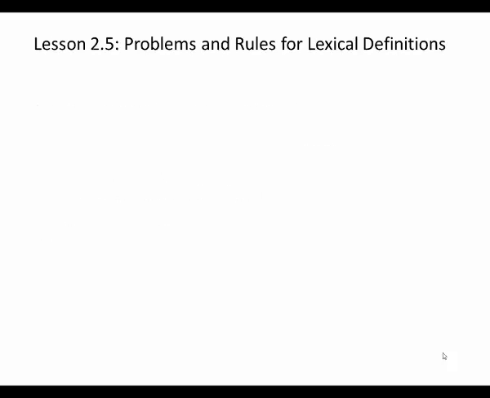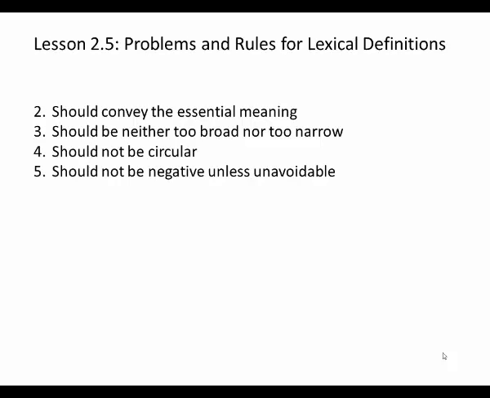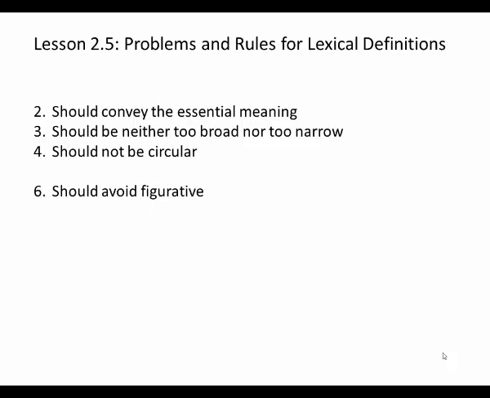So at this point, we've kind of pared the list of rules for definitions down to just 4 that we're going to really focus on. And those are that the definition should convey the essential meaning of the term being defined, that it should be neither too broad nor too narrow, that it should not be circular, and that it should avoid figurative language, that it should be literal. So I want you to focus on those 4 rules when you go through the examples in section 2.5. And when it comes time to give you a test on this material, I'm only going to test you on these 4 rules.